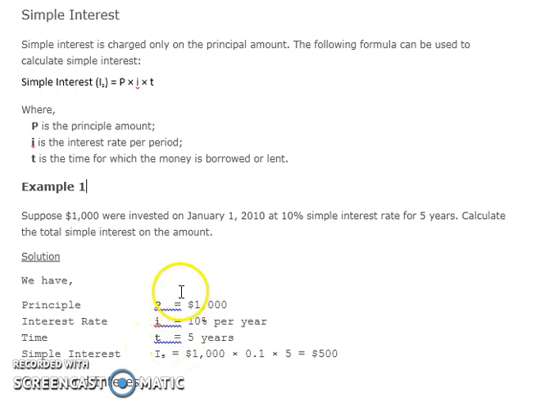So as per the formula, P means principal, which is 1000, multiplied by I, the rate of interest, and T represents the time, which is 5 in this case. So the simple interest is equal to $5,000. Oh, sorry, $500.